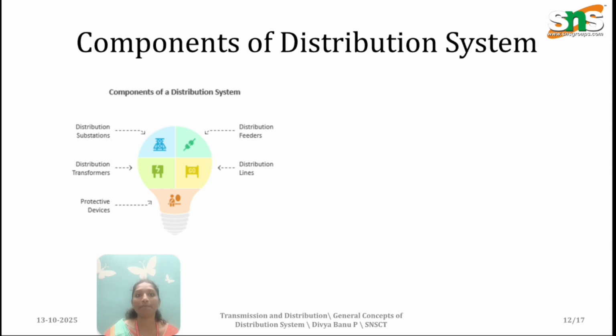Next, coming to the components of the distribution system. Generally, a distribution system will have a substation. From that, it will be distributed to the feeder, where there are distribution transformers, distribution lines, and protection devices. So these are the main components of the distribution system.